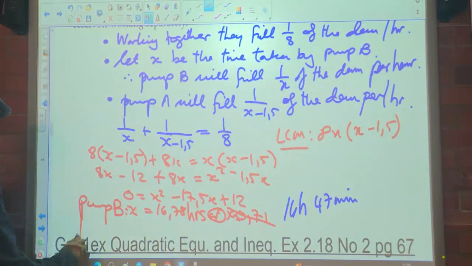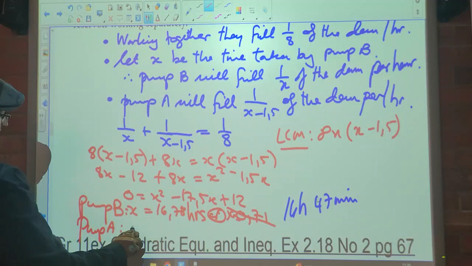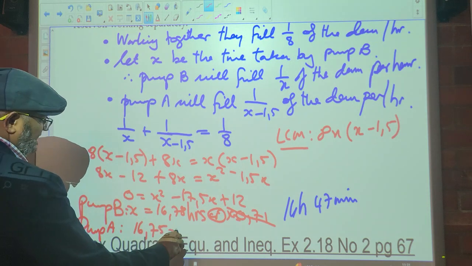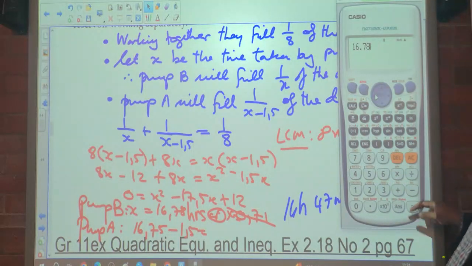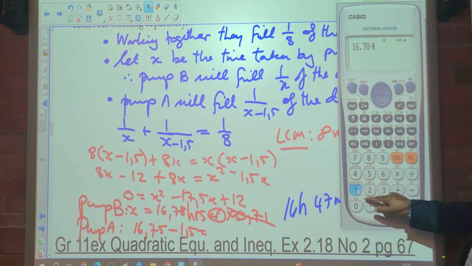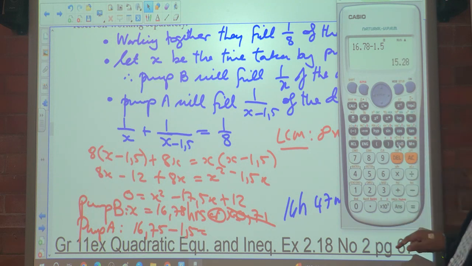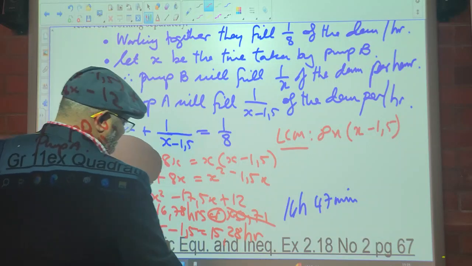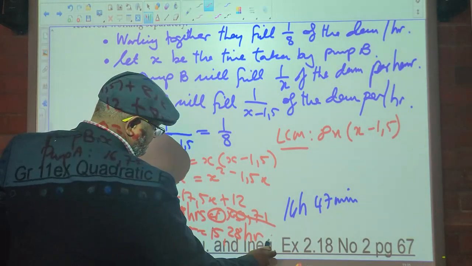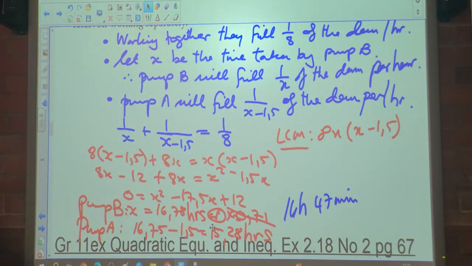And then pump A will simply be 16.78 minus 1.5. Give me the answer of 15.28 of an hour. People, any problems here, any confusion? So it's not the same as the book. What's the book's answer? For pump A, it's 15 hours, 17 minutes.